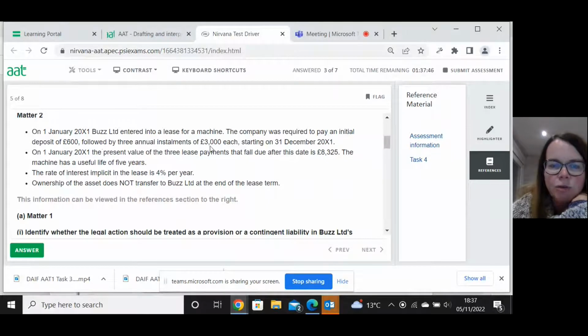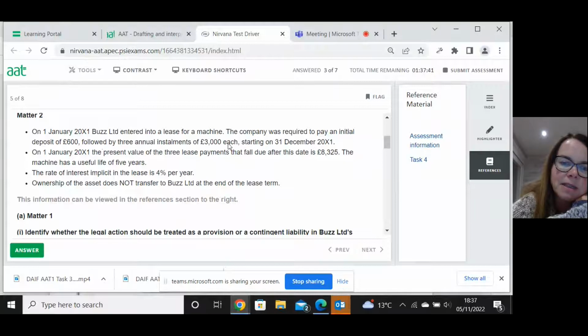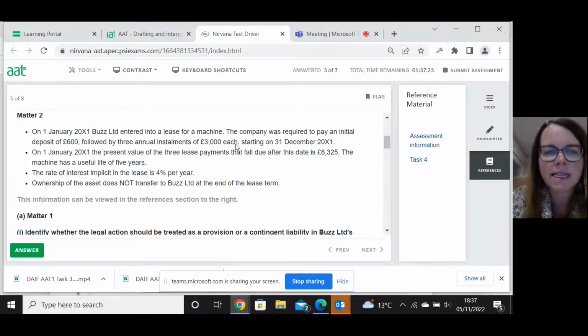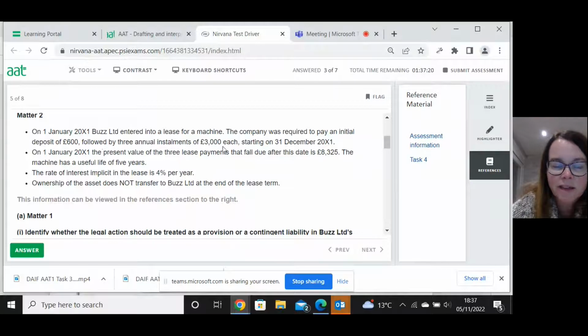followed by 3 annual instalments of £3,000 each, starting on the 31st of December. So this is being paid in arrears at the end of the year. On the 1st of January X1, so that's right at the beginning, the present value of the lease payments is 8325. So the present value basically means the £9,000 that we're going to pay all together, 3 times 3,000, that's the actual amount of the future payments, they have been discounted into today's prices. That's what we mean by the present value.